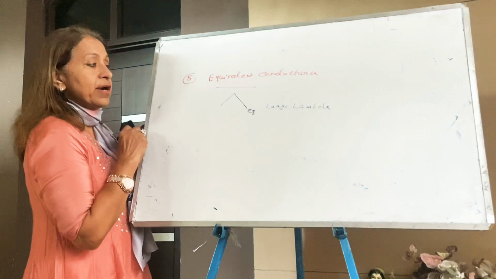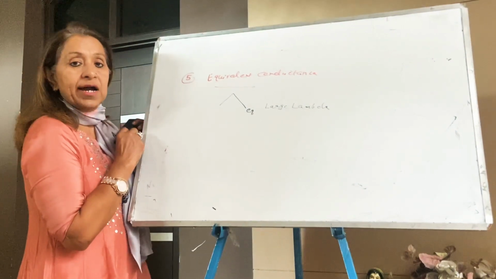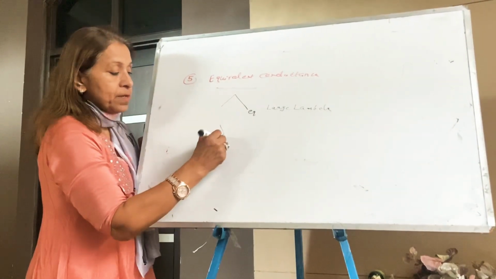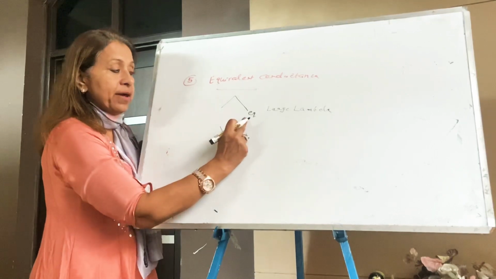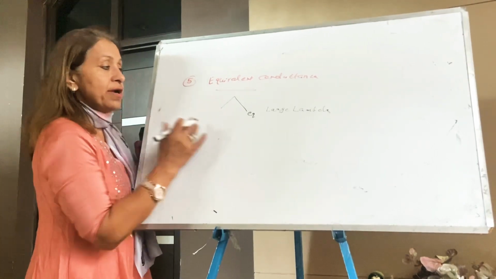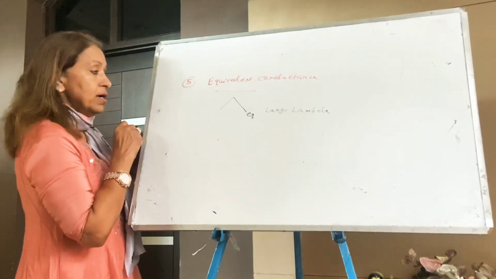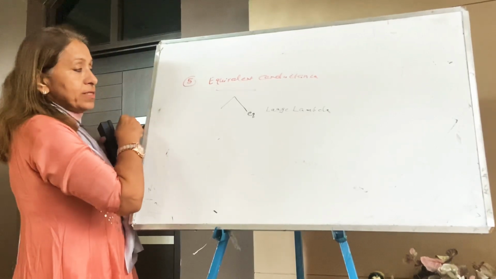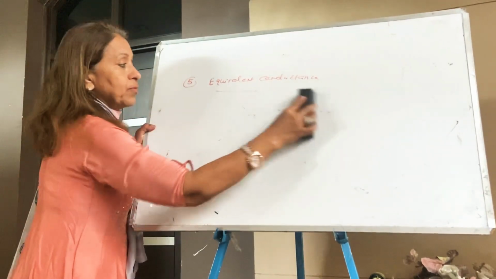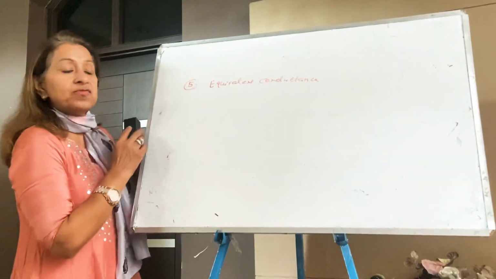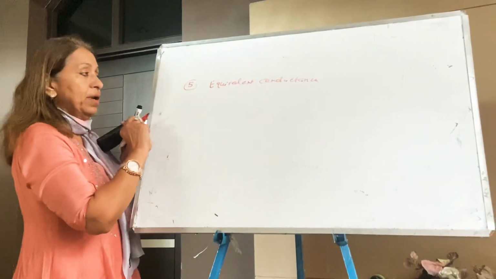So equivalent conductance is represented by a large lambda. Remember, it is a large lambda, not a small lambda. Now let us take in detail what it is. Before taking the statement of what this is, I am taking one example.